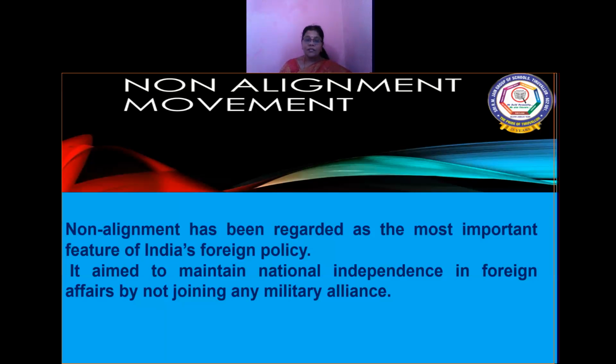So it was necessary to align with either of the blocs, that is USA or USSR, the Union of Soviet Socialist Republics. Nehruji, India's first Prime Minister, was opposed to the rivalry of the two superpowers, America and Russia, who were trying to extend their influence over newly emerged nations of Asia and Africa. So he chose the path of non-alignment, that is, not aligning with any bloc, and tried to form a third bloc of nations in international affairs.